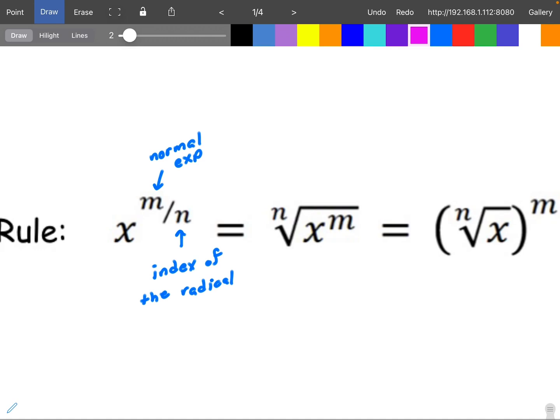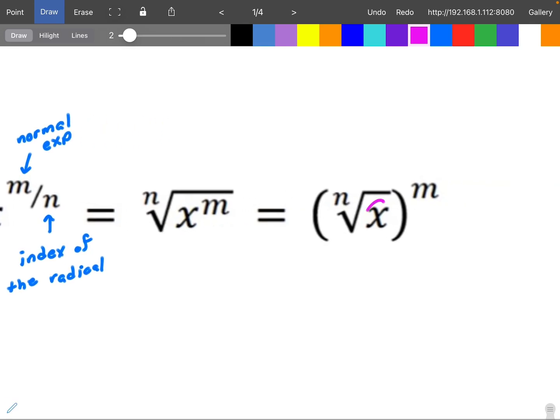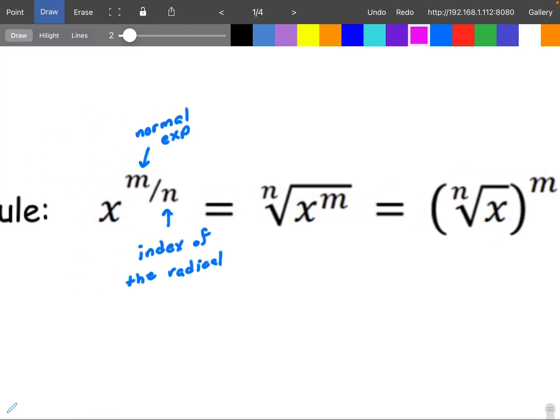Now, there are two ways that you can write these. You can take that base to the normal exponent and then put all of that inside the radical with the index, or you can take that base, put it inside the radical, and then that whole thing is raised to that normal exponent from the top of the fraction. Either one is going to get you to the same answer, but sometimes one way is a little bit easier than the other. So what we need to remember is the top number is the exponent, the bottom number is the index for the radical. We've got to be able to remember that.